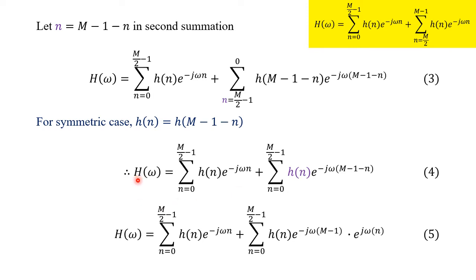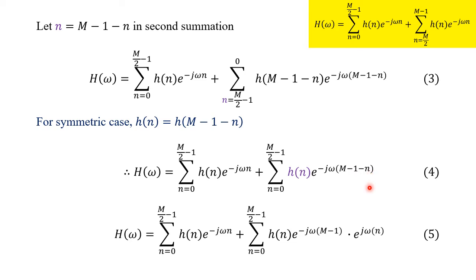So H of omega will be equal to, so this first summation part remains as it is. Second summation, n equal to 0 to m by 2 minus 1. So here you can observe that 0 to m by 2 minus 1 has just been reversed, it is not going to affect. Therefore n equal to 0 to m by 2 minus 1, h of n, in place of h of m minus 1 minus n, it has been replaced by h of n, e to the power of minus j omega of m minus 1 minus n.